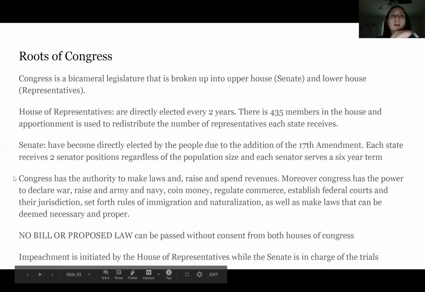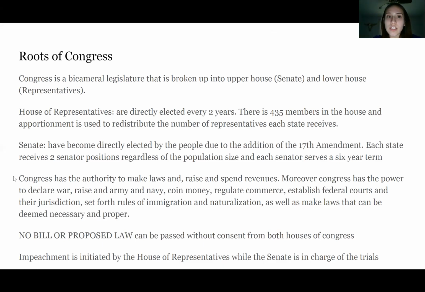Roots of Congress. Congress is broken up into a bicameral legislature, which means two. We have an upper house, which is the Senate, and the lower house, which is the House of Representatives. The House of Representatives is based off of direct elections, always has. They get elected every 2 years, and there is a max of 435 members in the House. That number is broken up based off of population size, and that number is redistributed among each state's population.